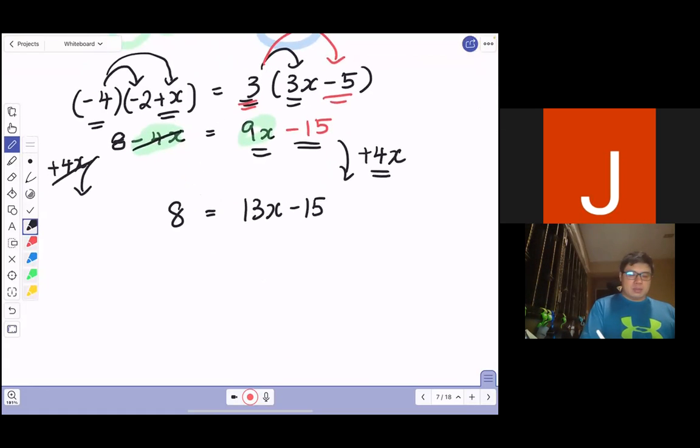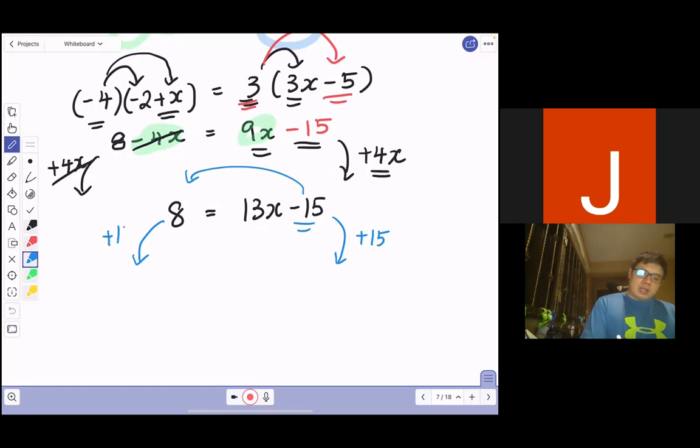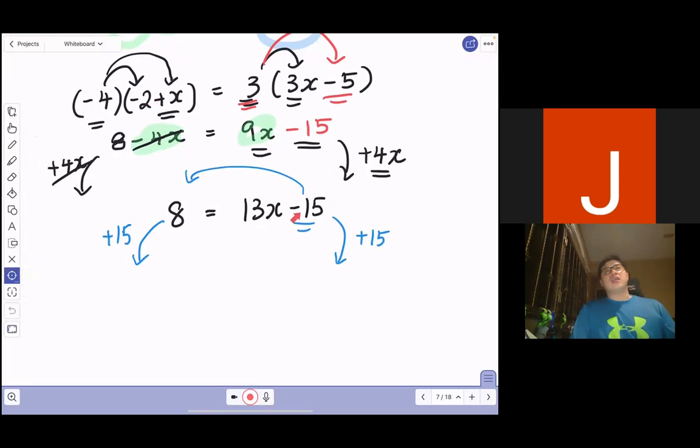The next step, I want to pack all my constants, so the negative 15 has to go over. Very simple, add 15 to both sides. The moment I reverse a minus with a plus, a plus with a minus, a times with a divide: if I see a times 9, I'll divide by 9; if I see a divide by 9, I will times 9. This will help me reverse it back to coefficient 1.